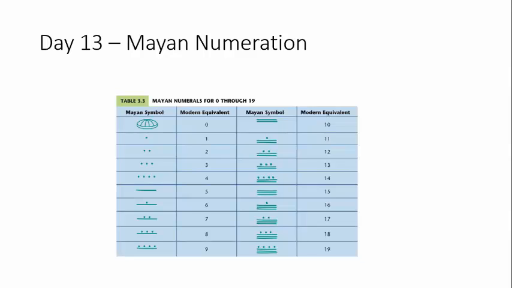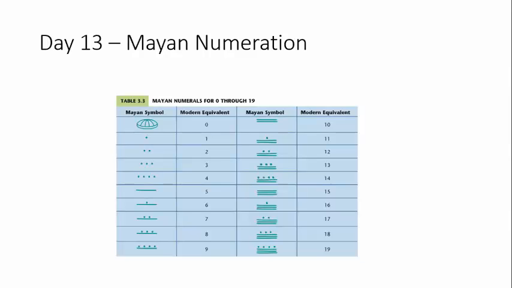A shell represented 0, and then we use dots to represent 1, 2, 3, and 4 outlined there. Perhaps they used pebbles or small shells or something like that. And then we see a horizontal line for 5, perhaps a little stick or something for that. And then 6 is a stick with a dot over it. And 7 has the stick with 2 dots, and so on.